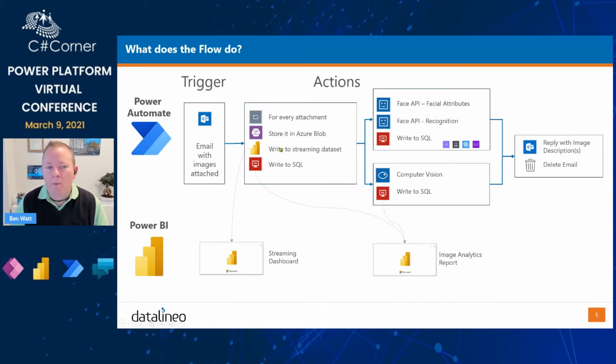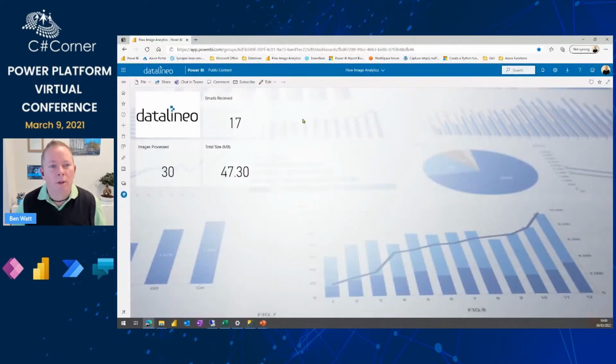As I'm picking them up, I'm writing to a streaming Power BI dataset. So you can see at the bottom of the diagram, Power BI is being used twice. The first thing it's doing is writing data straight away to a streaming dataset. And if I just pop that streaming report open, you can see as soon as the flow picks up an image, it will pump a data point straight into this report, and we'll see pretty much in real time the number of emails arriving. And that's what the streaming dataset is doing.